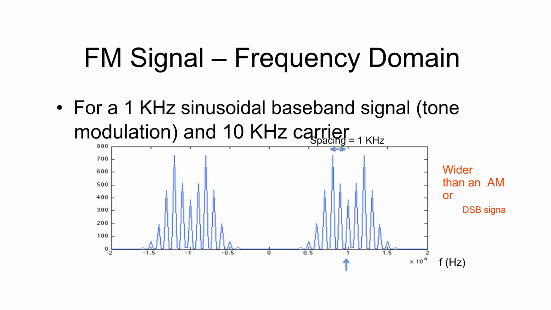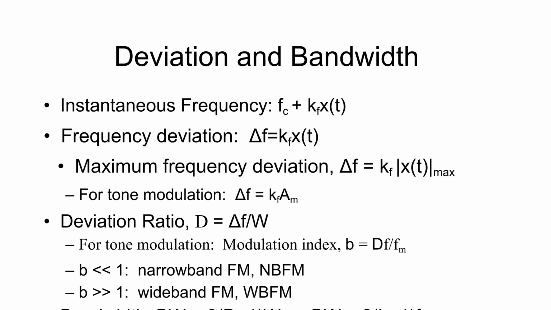In the frequency domain, for a 1 kHz sinusoidal baseband signal and a 10 kHz carrier, the spectrum shows sidebands spaced by 1 kHz. The FM signal spectrum is wider than AM or DSB signals. The instantaneous frequency and frequency deviation are key concepts. Maximum frequency deviation is delta F.